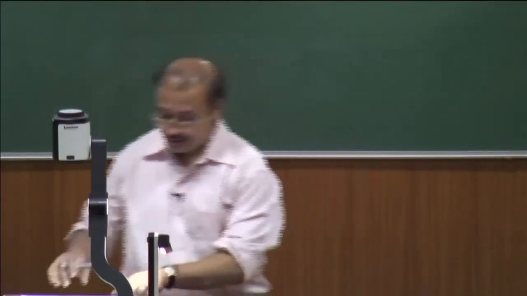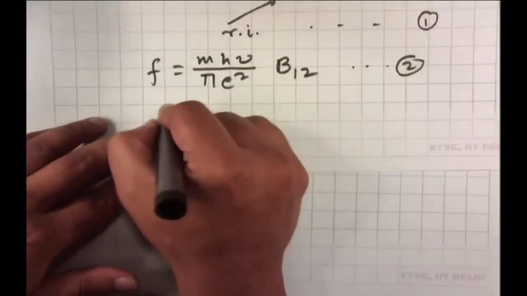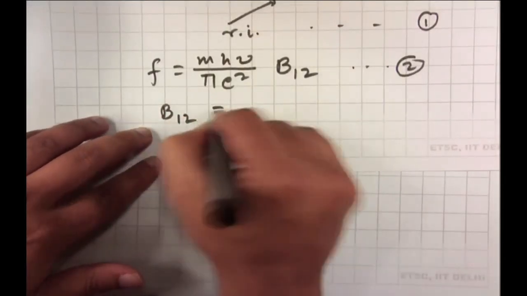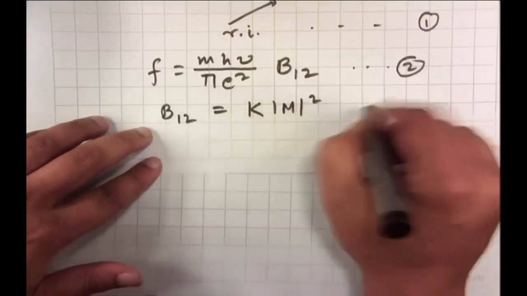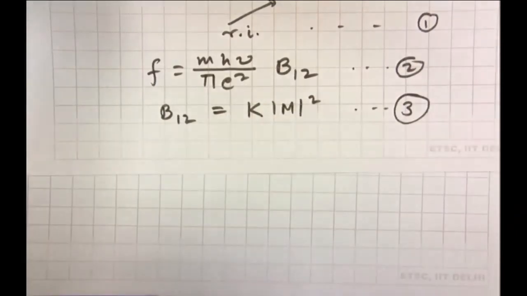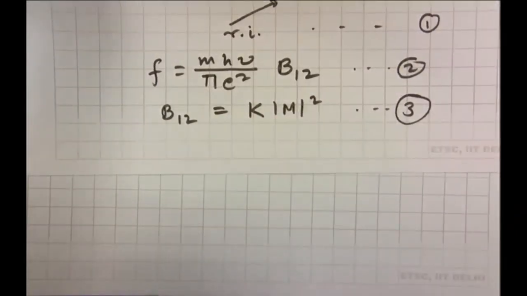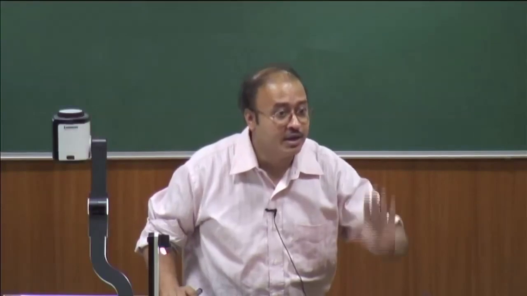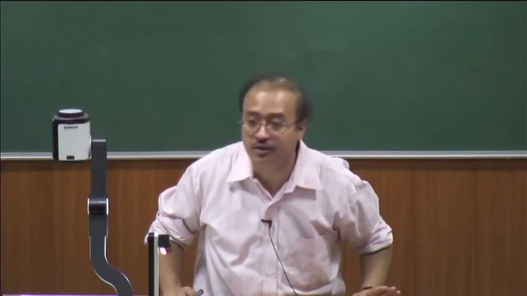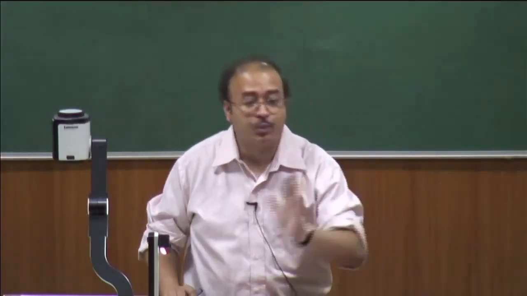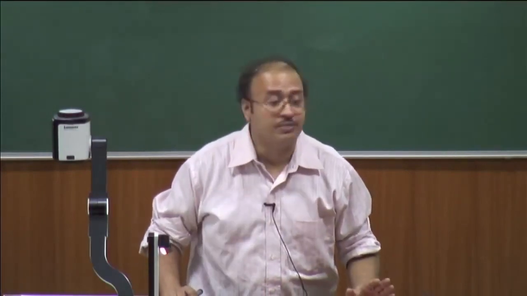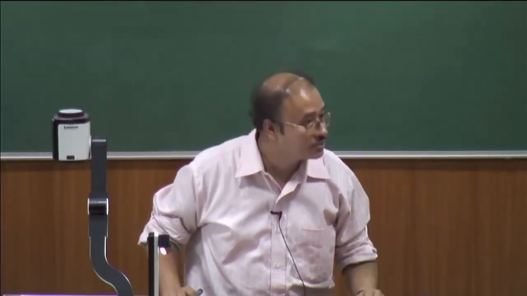Now, B12 is related by k times M squared, where k is a constant. Do not worry what the constant is. What is M? M was the transition moment we talked about. So B is proportional to the square of the transition moment integral. F has a relation with B, and B is proportional to M squared. That means F is also proportional to what? M squared. So this is the relation between the oscillator strength and the transition moment.